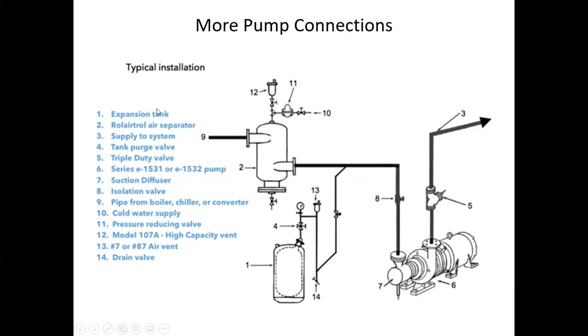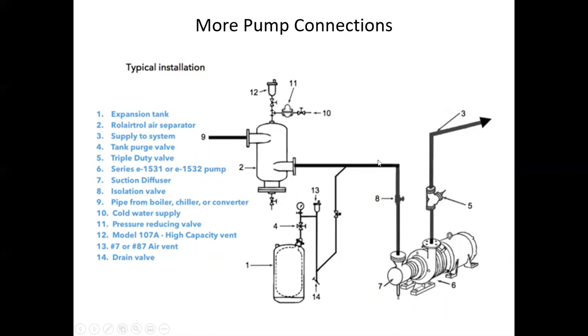There's a list of all the different components here, which I think we've covered most of them in the class, so I'm not going to go over all of them. This is the suction diffuser, and you can select that on the Bell and Gossett website. It's very simple. If you have a long straight section of pipe going straight into the pump, you don't need a suction diffuser. But this basically establishes a really nice velocity profile for going into the pump.